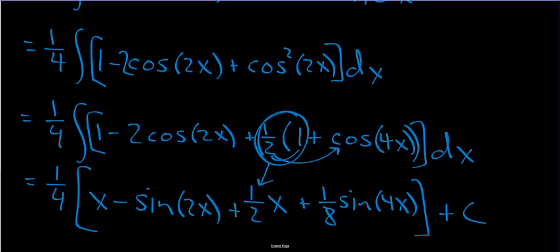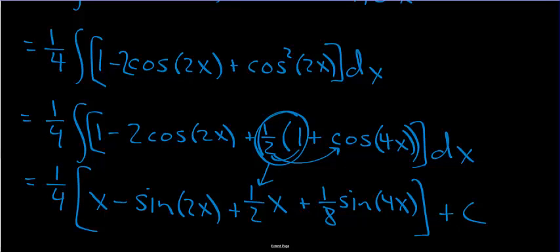Because we just have 1/2 and that antiderivative would be 1/2 x. Okay, any questions about that? Okay, now this is if you have sine raised to an even power and nothing else, or cosine raised to an even power and nothing else.